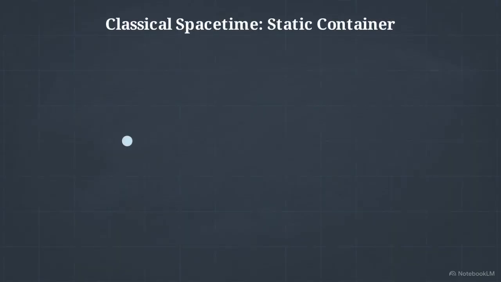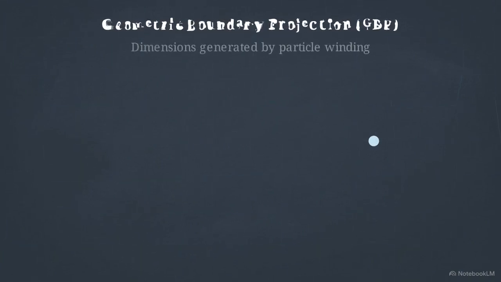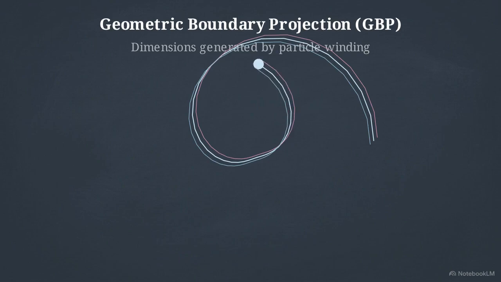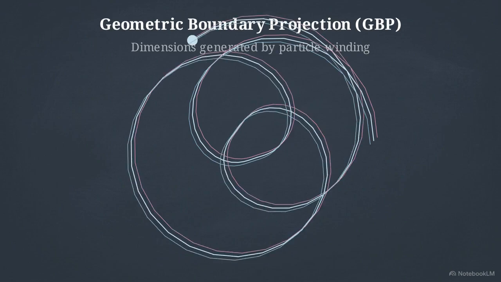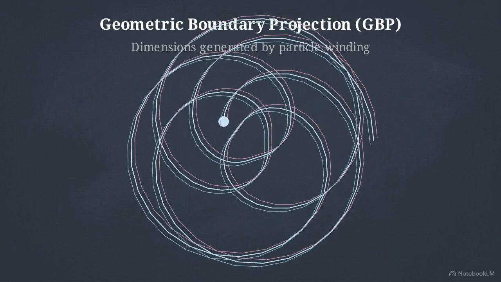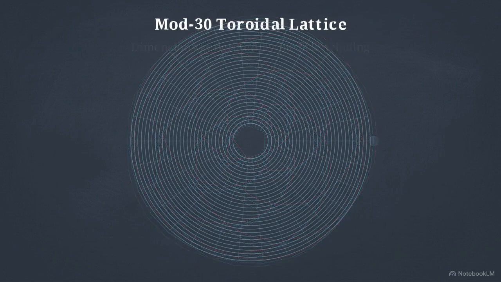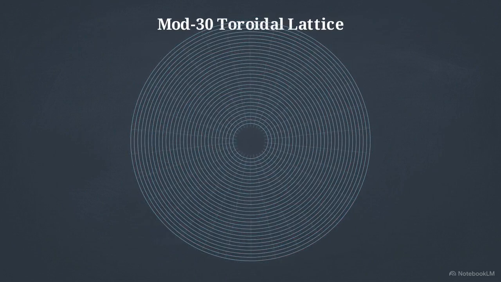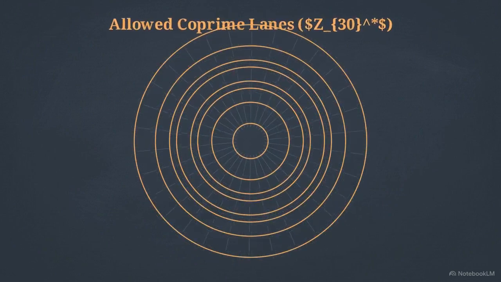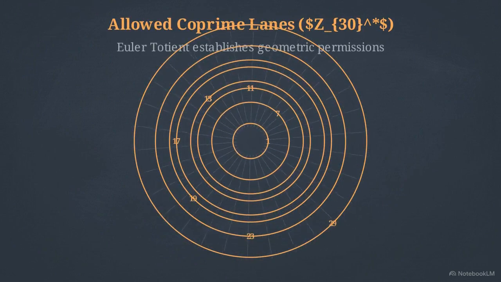In GBP, space-time is not a pre-existing container that matter moves through. Instead, the familiar dimensions of space are actively generated and projected by the continuous winding of particles themselves. This winding happens on a mod 30 toroidal lattice. The rules here are governed strictly by topology. Matter routes through discrete pathways, meaning limits are defined by geometric permissions rather than raw energy scales.